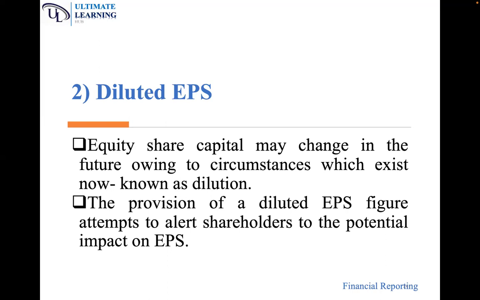Now, this is what is called dilution. The provision of a diluted EPS attempts to alert shareholders to the potential impact on EPS. So we are just trying to alert the investors or the shareholders that if we convert the current potential ordinary shares into ordinary shares, what will be the impact, what will be the effect on the EPS in future? That is basically the objective of finding the diluted EPS, to look at the effect or the impact of potential ordinary shares on our earnings per share in the future.